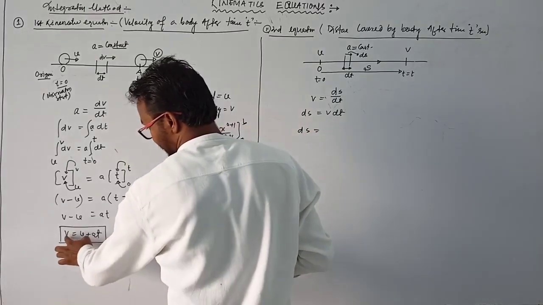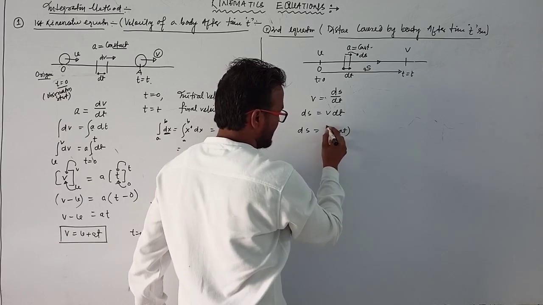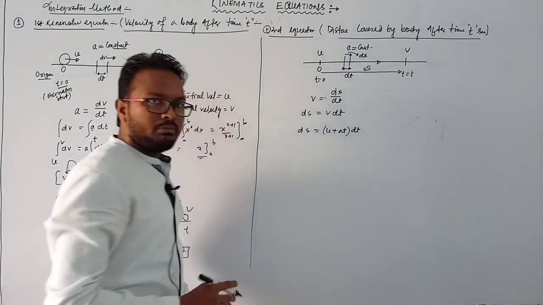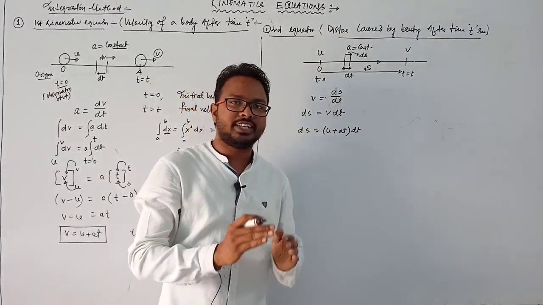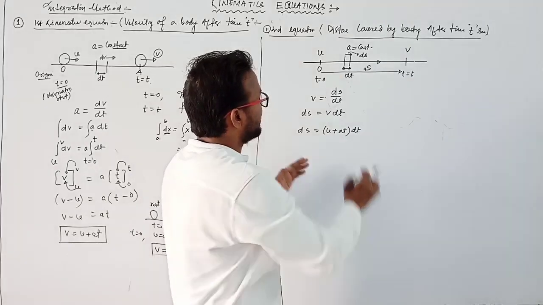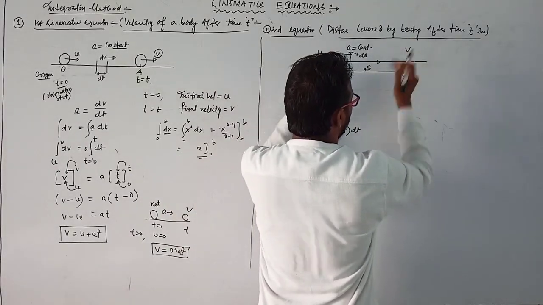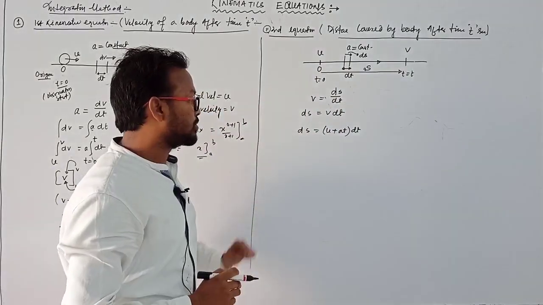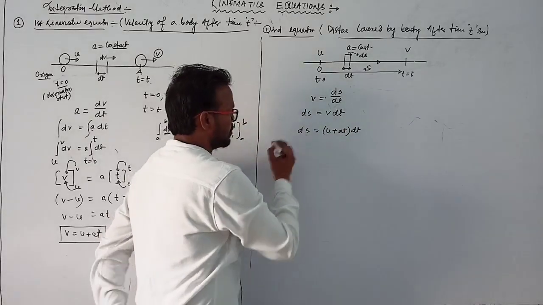So here we already have the relation v. What is v? That is v equal to u plus at. Then ds equal to (u plus at) dt. But we have to calculate the total displacement or total distance within this time interval, after time t. So how can we calculate this distance? We have to calculate it by integrating this equation.